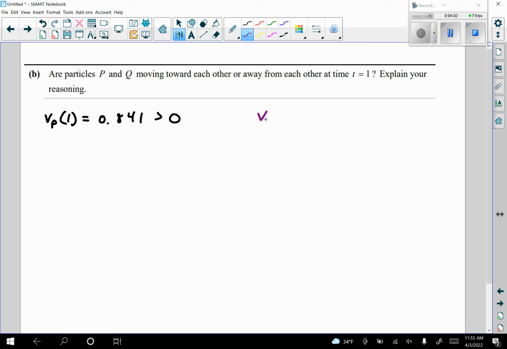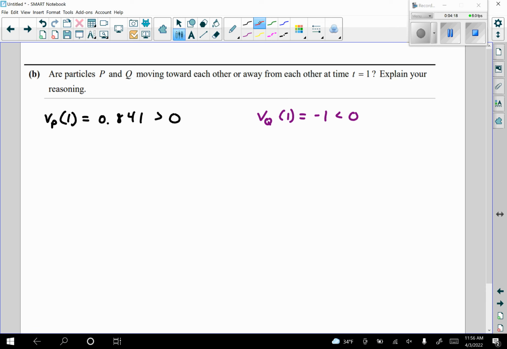And then we'll do the same thing, VQ of 1. So go back to the variable key, choose V2, and then just type in a 1. That's equal to -1. So it's less than 0. But we also need to know where the two particles are with respect to each other.